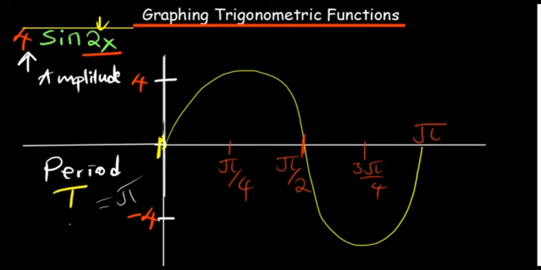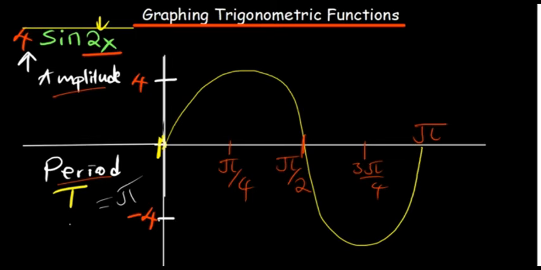Okay, so that is the effect of the period on the graph. It basically changes where the complete revolution is going to end on our x-axis in terms of our angles. Okay, so we now know the effect of the amplitude as well as the period on our graph.